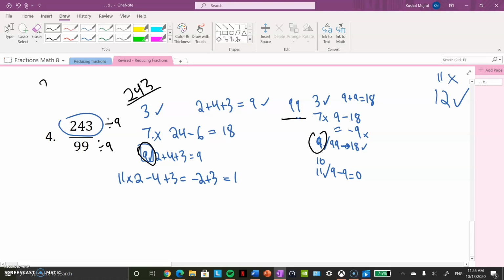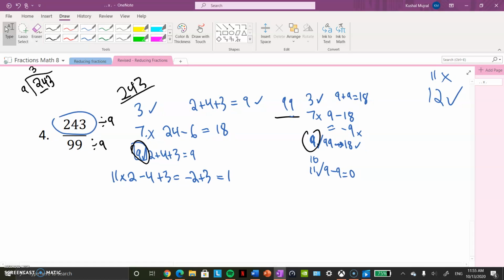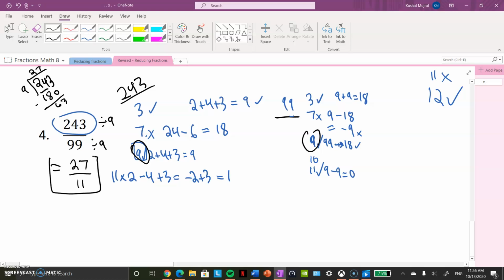So we're going to have to put 243 into a short division, divided by 9, which is, no, not 3. Okay, goes in there twice, and there's 180 left over, minus equals 63, and then it goes into 63 7 times. So then this is 27 over, and you should know that 99 divided by 9 is 11. So this is your final answer. And that's reducing fractions.